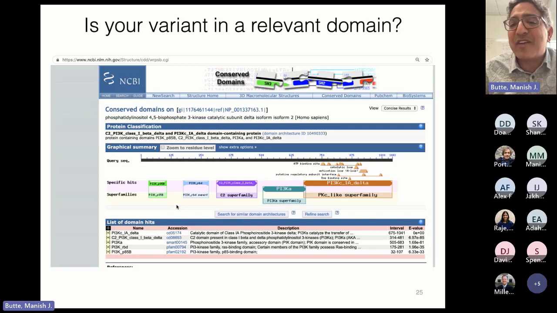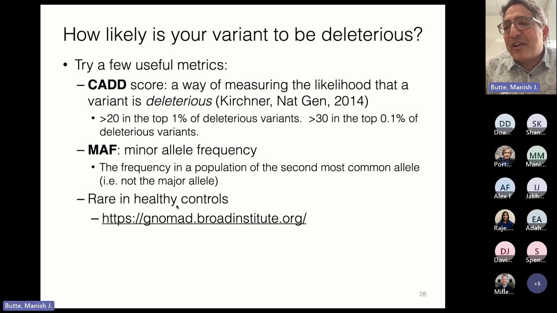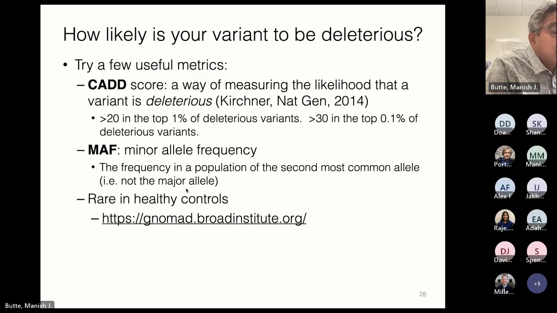How likely is the variant to be deleterious? There are computational approaches to doing this. There's one called a CAD score that allows you to measure the likelihood of it being deleterious. And you also look at how rare things are. Remember that mantra I said in the beginning: if the disorders that we go after are caused by a monogenic variant, the variant has to be rare because the disorder is rare. Rare diseases require rare variants.